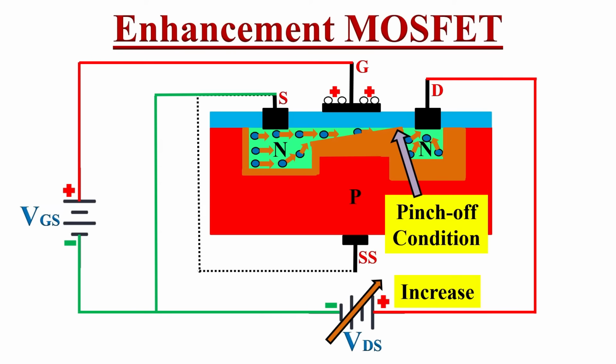But in real cases, the channel is not completely pinched off due to the large flow of electrons. Hence, instead of stoppage in current, a constant current will flow through the channel.